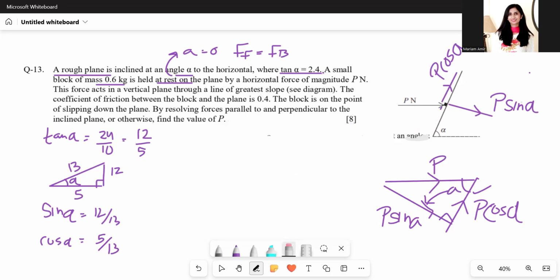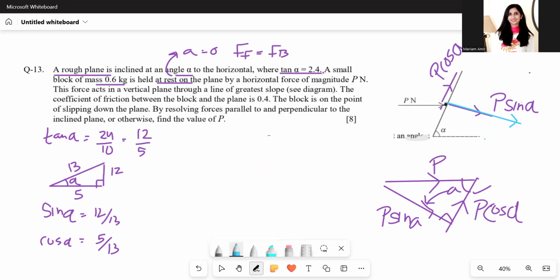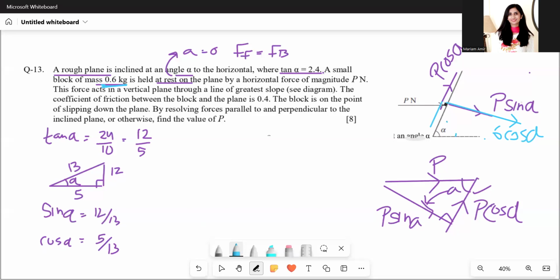Similarly, we'll have components of the weight, and we know weight has two components. One in this direction, which is always the cos component, which would be mg cos alpha because of this angle. So we also have m, which is 0.6. So 10m is going to be 6. This would be 6 cos alpha. And in this direction, we have mg sine alpha. So 0.6 times 10, which is 6 sine alpha.